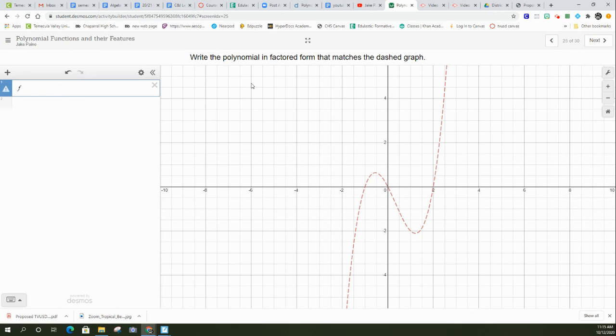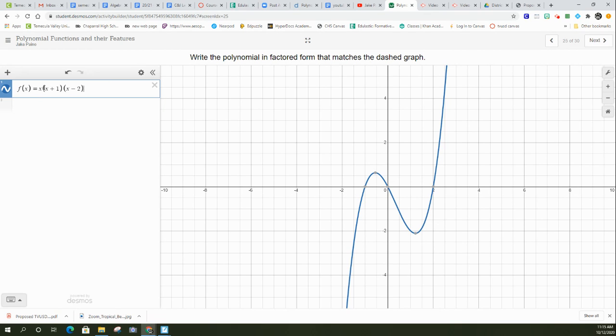So the first thing I'm going to do is look at the x-intercepts and write my factors that match the x-intercepts. So I have an x-intercept at -1, so x plus 1 will be one factor. I have an x-intercept at 0, so just x will be another one. And then I have an x-intercept at +2, so x minus 2. If you notice, I put the x in front. It's just the way you write it. If you just have an x-intercept at 0, that just means you're going to have an x out in front.